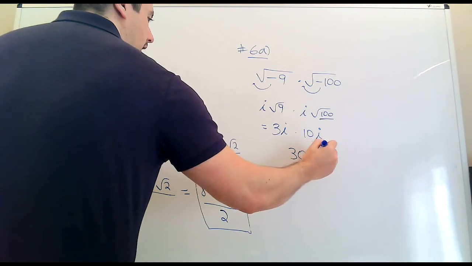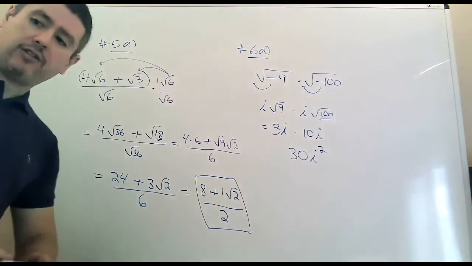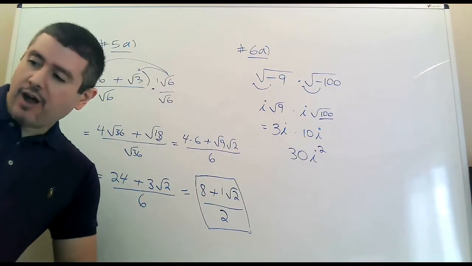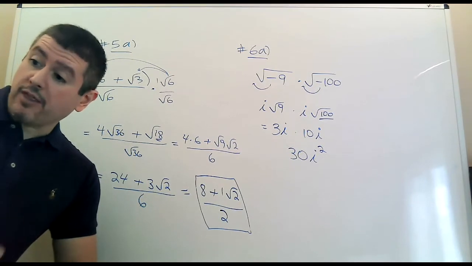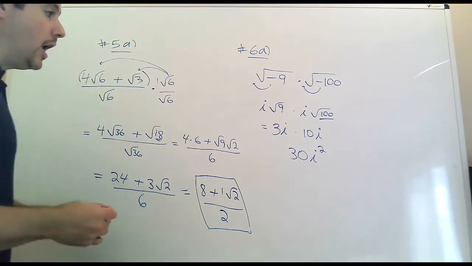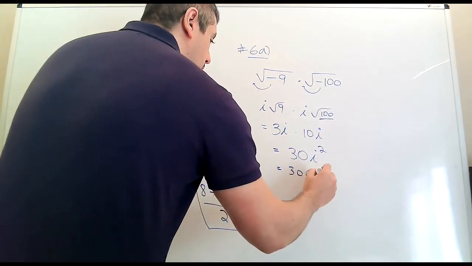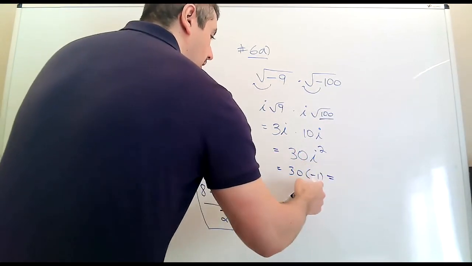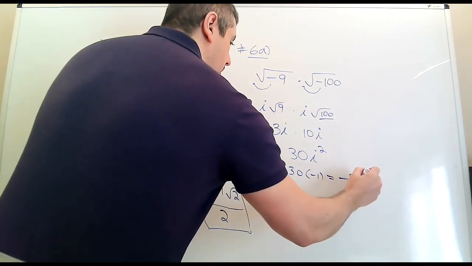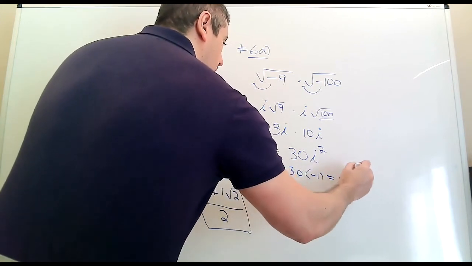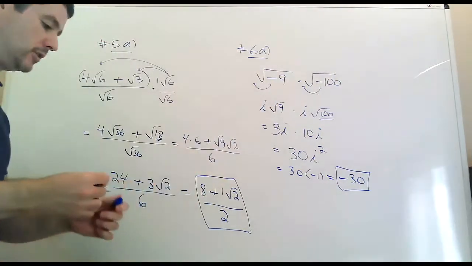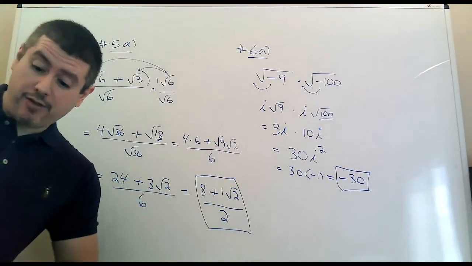i times i is not i. It's just like x. x times x is not x. i times i is i squared. But this was defined for you. i squared is -1. So you must replace it with a -1. And then 30 times -1 is -30. So the product of those two crazy negative radicals in the beginning is -30.